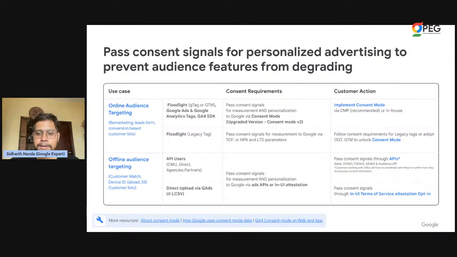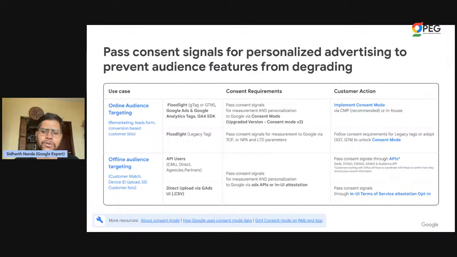Now, in cases where personalization is necessary and you are effectively targeting the audiences, we offer similar solutions depending on online and offline targeting. For online targeting, for example, you can implement consent mode and integrate it with Floodlight, Google Tags, everyone.